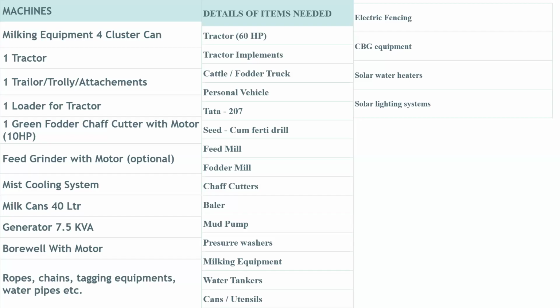Then a feed grinder with a motor and the mist cooling system, milk cans to procure and store the milk, and the generator, the borewell with the motor. These help with the necessary water requirements. There we can use bowls, and then ropes, chains, tagging equipment, and water pipes. These are the general requirements to set up a dairy unit.